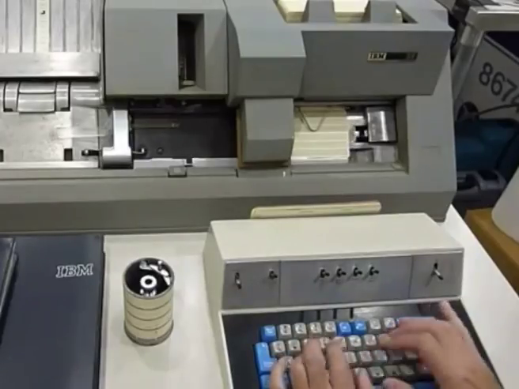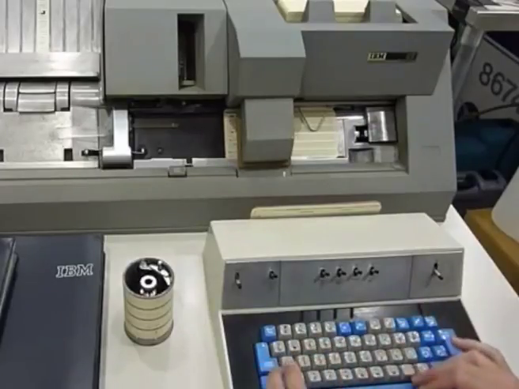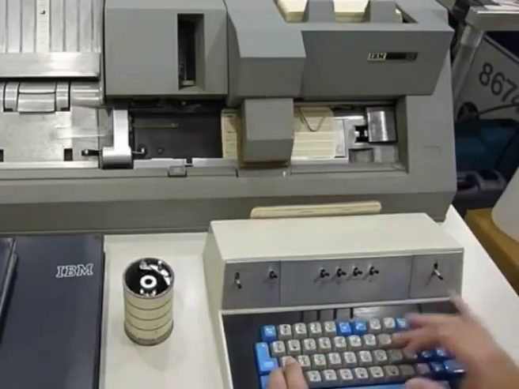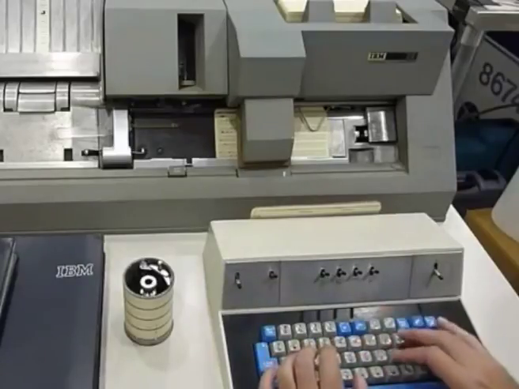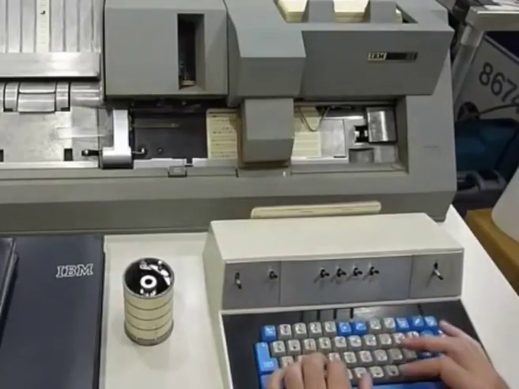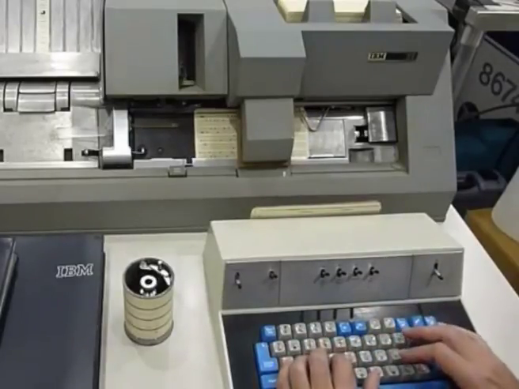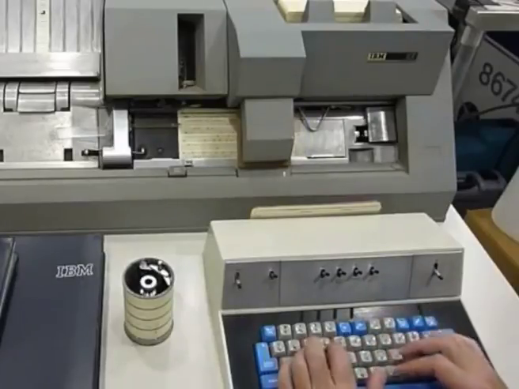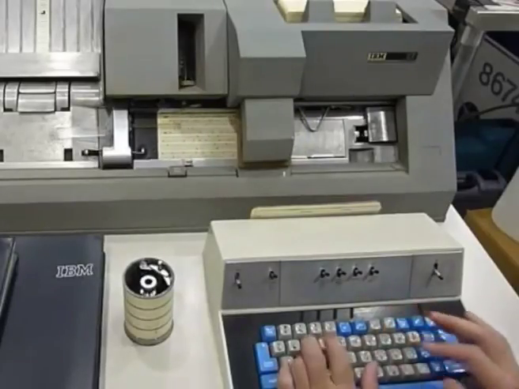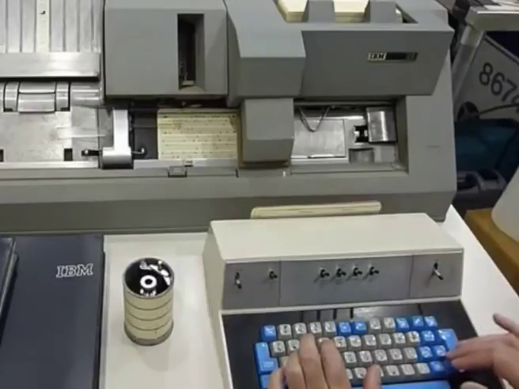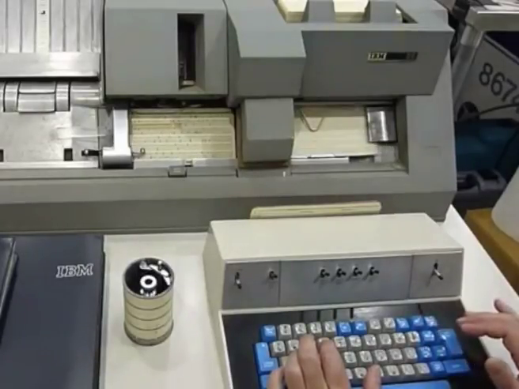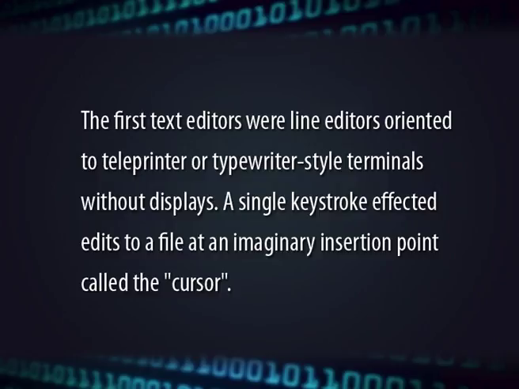Before text editors existed, the computer text was punched into cards with key punch machines. The physical boxes of these thin cardboard cards were then inserted into a card reader. Magnetic tape and disk card image files created from such card decks often had no line separation characters at all and assumed fixed length 80 character records. The first text editors were line editors oriented to teleprinter or typewriter style terminals without displays.